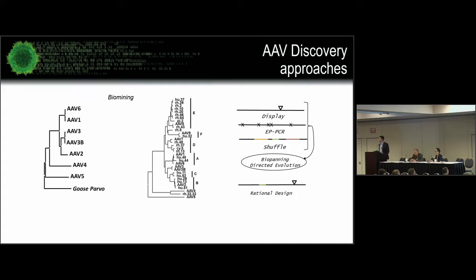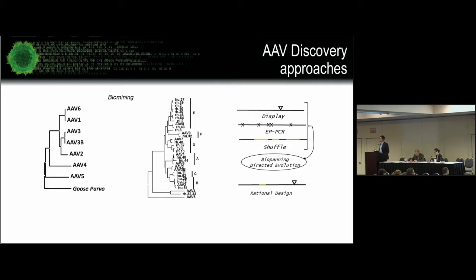We've used the tools that have come to our field and to the molecular biology field in general, starting with some of the efforts that I was part of through biomining, where we just went through nature and tried to find novel viruses. Effectively, this was incredibly productive, and some of the viruses like AAV8, AAV7, AAV9, and so forth that are now in the clinic came out of these efforts.